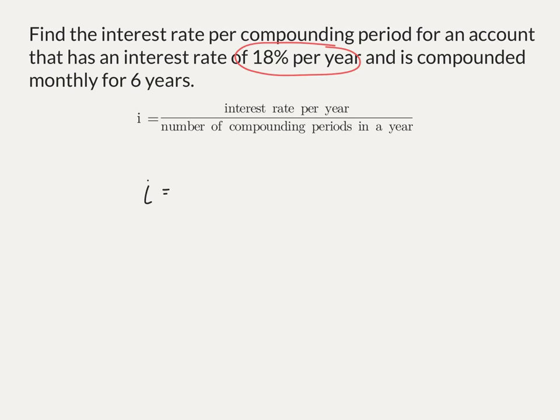We need to convert 18% to a decimal by dividing by 100, and we get 0.18. So we'll substitute 0.18 into the formula, and we'll divide that by the number of compounding periods in a year. The problem tells us that the amount is compounded monthly. Monthly means 12 times a year, since there are 12 months in a year. So the number of compounding periods in a year is monthly, which computes to 12.